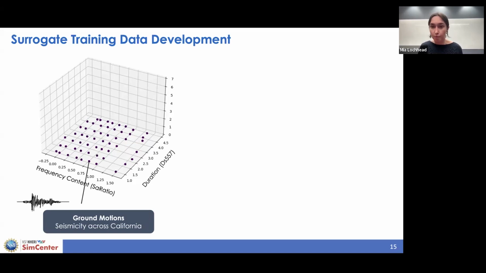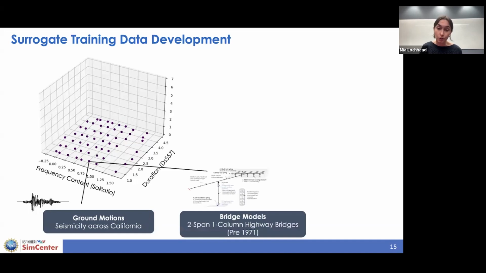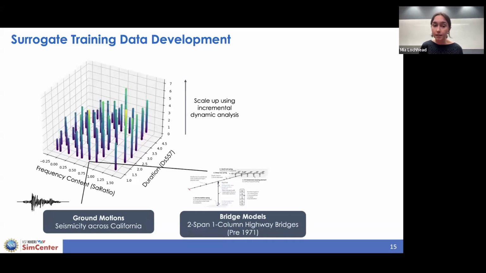Once we've selected those ground motions to cover that input space in the ground motion dimension, we further select bridge models. These bridge models were sampled to be reflective of Caltrans highway bridges, in particular focusing on two-span, one-column highway bridges that were built before 1971. And so we pair these ground motions, which are reflective of the seismicity across California, with this set of bridge models that are reflective of the structural designs across the Caltrans bridge stock. Once we have these pairings, we can scale up using incremental dynamic analysis up to bridge collapse in order to generate training data.